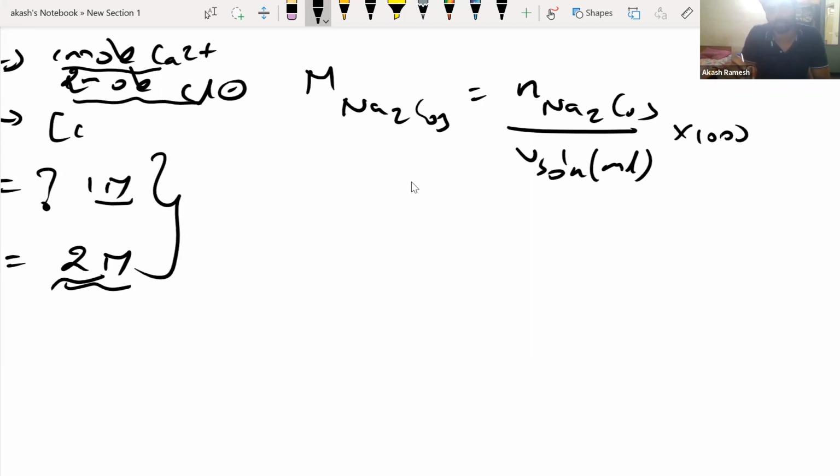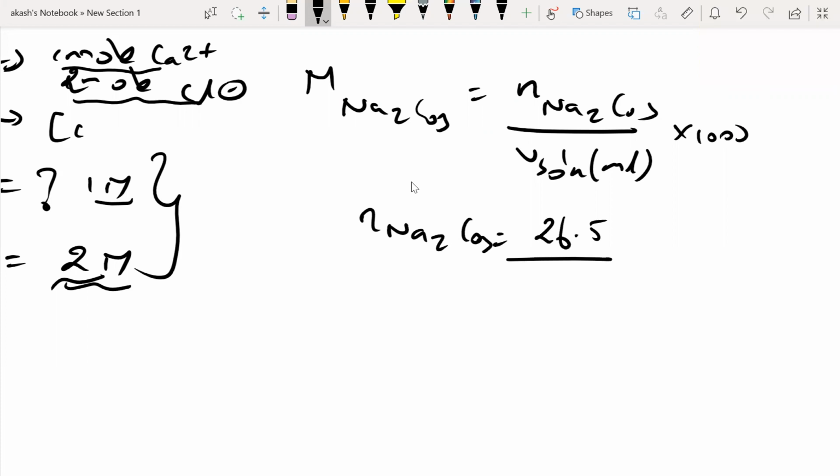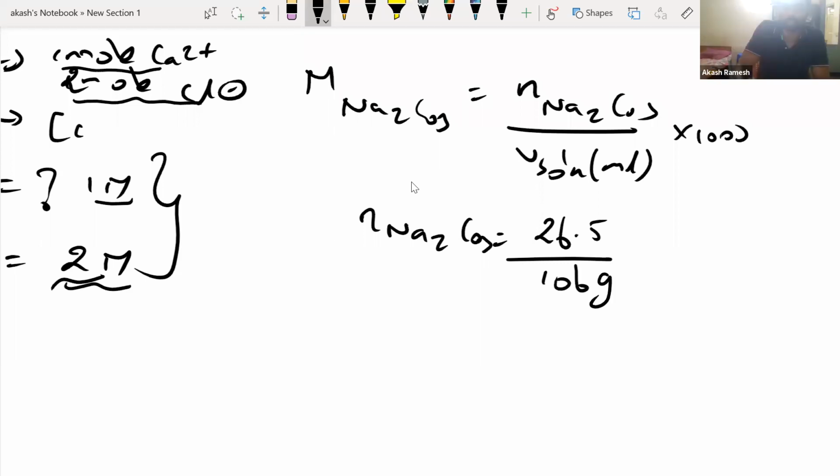Did you put 1000? Sir, is it 2? Yes. Right. Fine. So now I first have to calculate the number of moles of Na2CO3. That is given mass divided by molecular mass. Given mass is 26.5, and the molecular mass is 46 plus 12 plus 48, which is 106 grams.